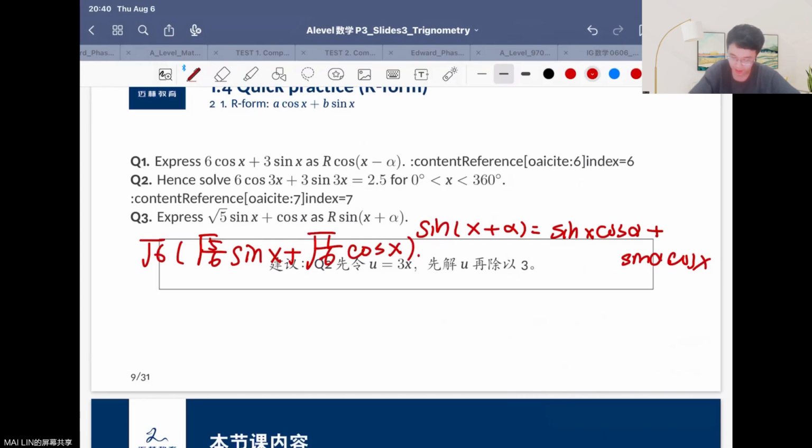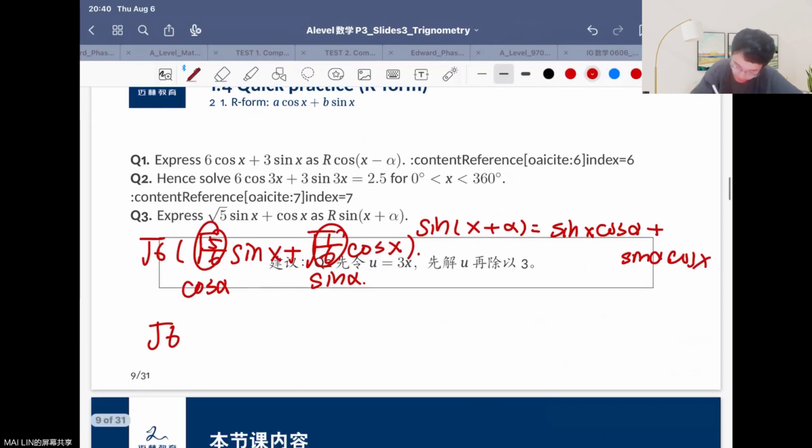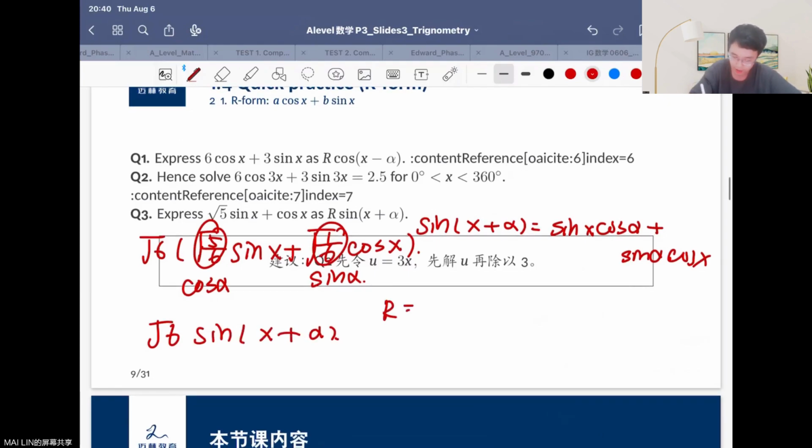So we can consider this as cosine alpha and this as sine alpha. Putting it in, it becomes square root 6 times sine of x plus alpha. Here we set r equal to square root 6, and tan alpha equals sine alpha divided by cosine alpha, that is 1 over square root 5.